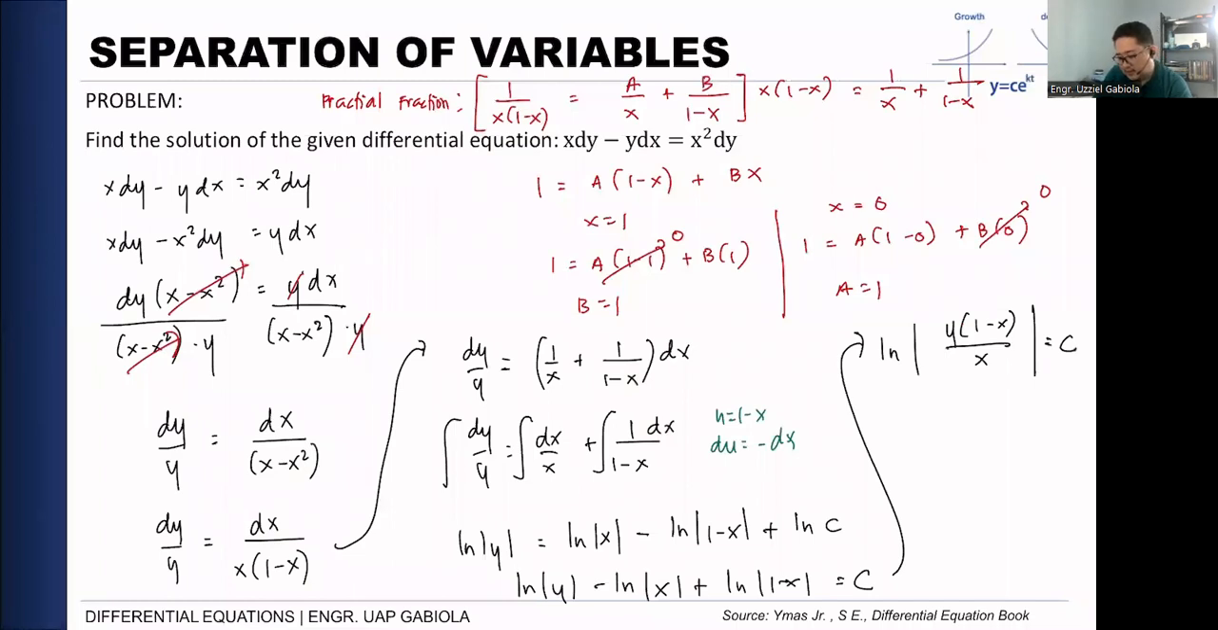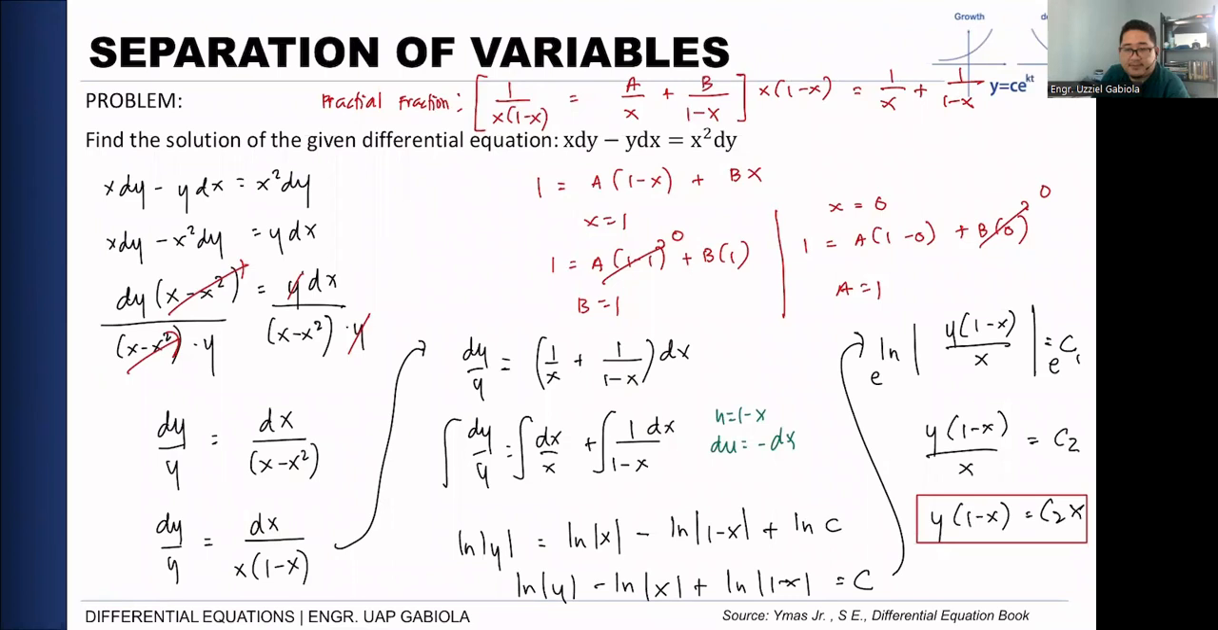Okay? And then simplify natin by raising to e. So this is y times 1 minus x over x is equal to c2. So y times 1 minus x is equal to c2 x. So this can be your final answer, pero you can simplify pa kapag dinistribute niyo yung y, tapos pagsamahin niyo yung may x. Pero that is one of the possible answers.